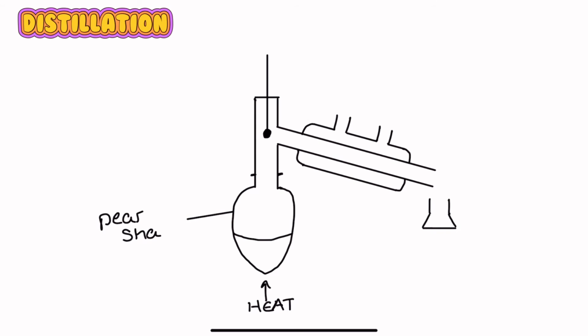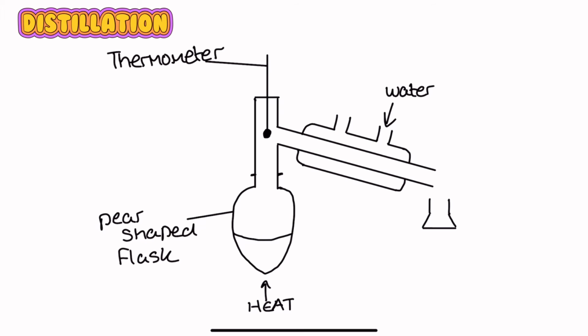Some exam questions may ask you to suggest a heat source here, and rather than a Bunsen burner, I'd recommend you go for a water bath or a heating mantle. The main reason is that it's very difficult to control the temperature on a Bunsen burner, whereas for a heating mantle or for a water bath, it's much easier to regulate that temperature.